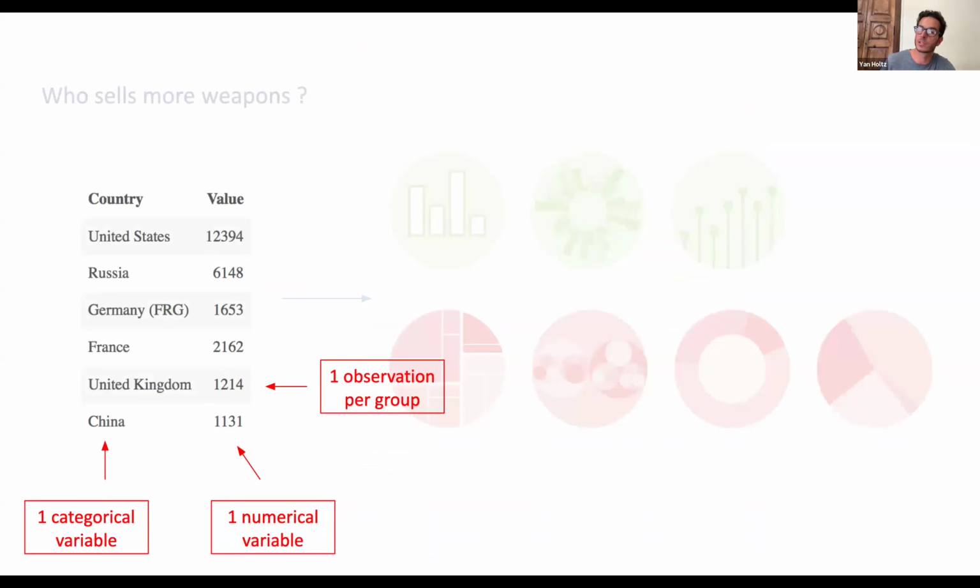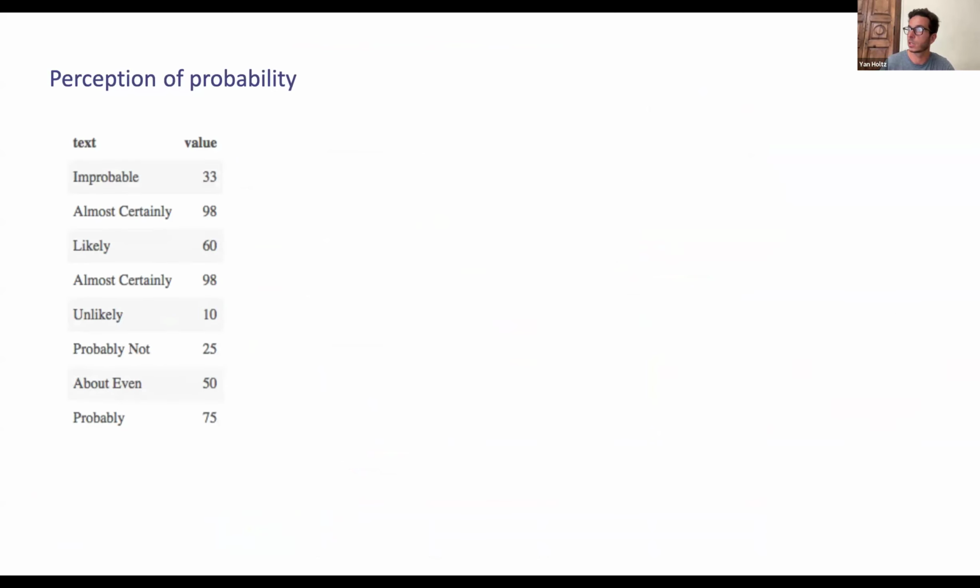Let's do the same with another data set. Oh, sorry, that's the same one. Here we have one column with the country and one column with the value. But now let's do almost the same thing. We have one column with a category and one column for the value, but this time we have several values for each name.